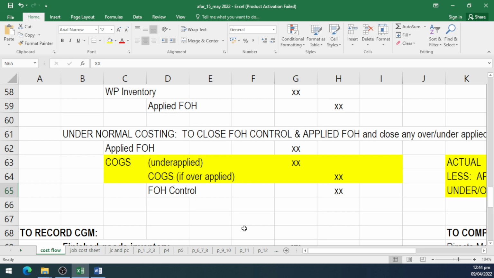Anyway, if the problem is silent, the default there will be close to cost of goods sold. Kasi ideally, in a properly determined or properly estimated na overhead rate, hindi dapat yan nagiging significant or material amount ng over or under applied. But of course, pwede namang mangyari.